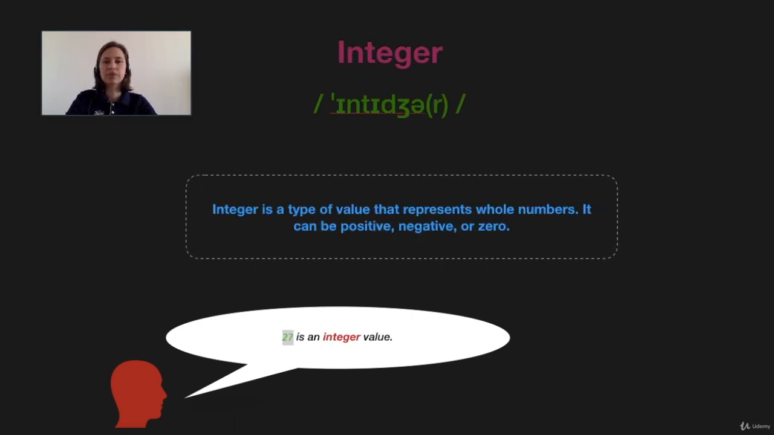Integer. Integer is a type of value that represents whole numbers. It can be positive, negative, or 0. Whole numbers are like 1, 2, 5, 10, 100, and so on. For example, 27 is an integer value.